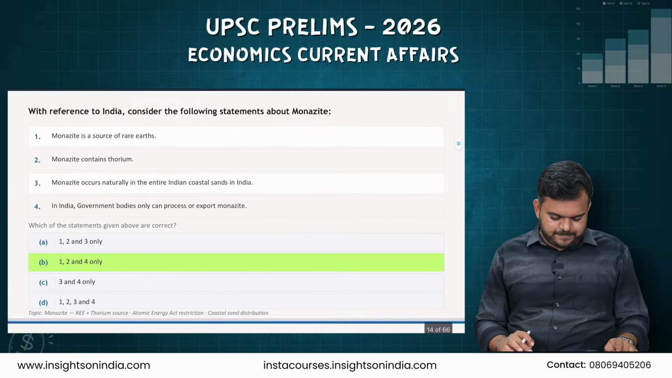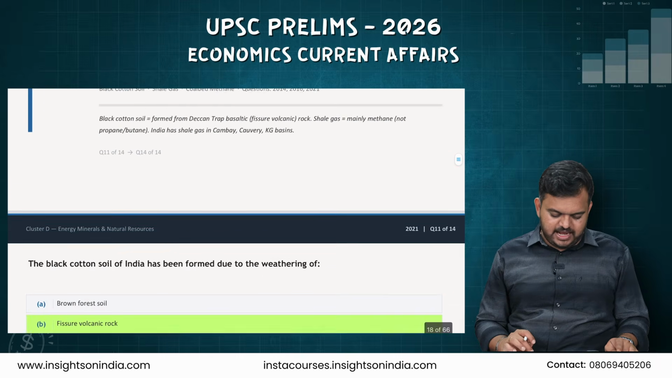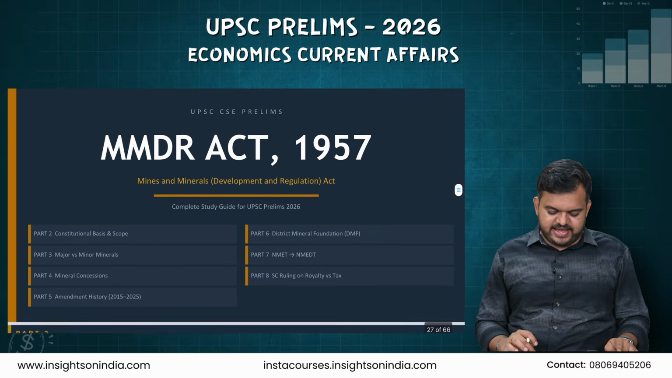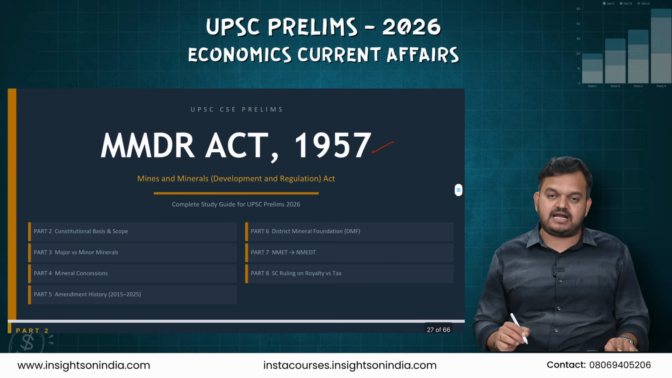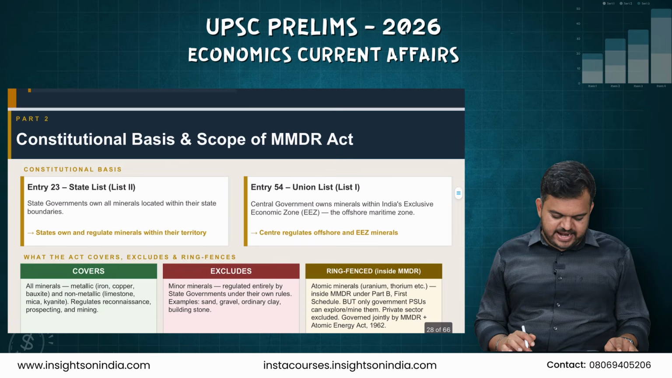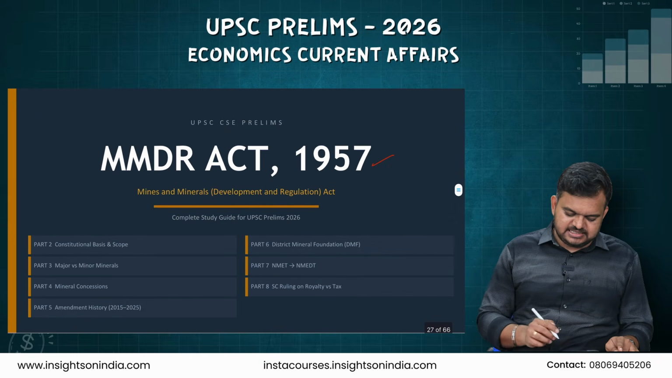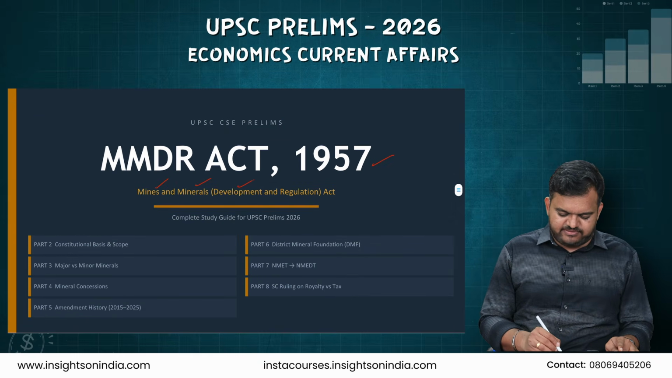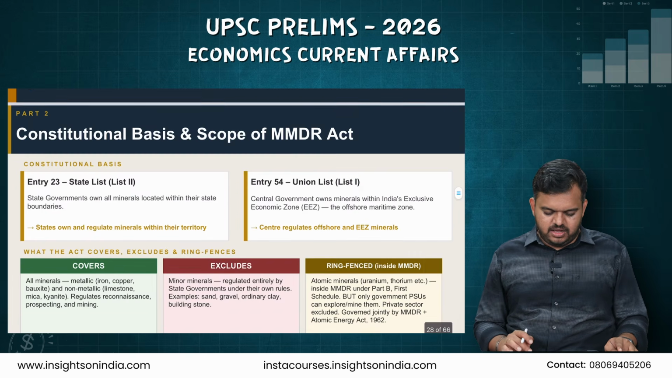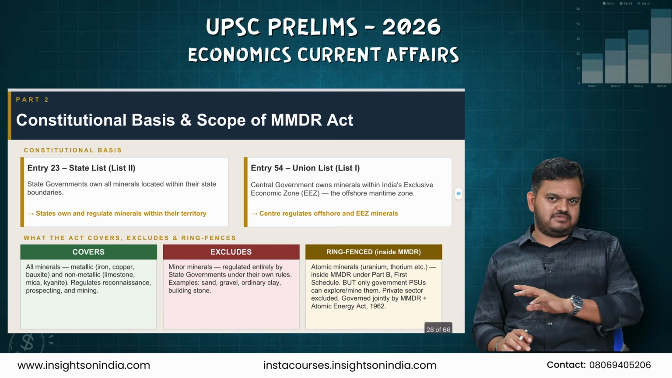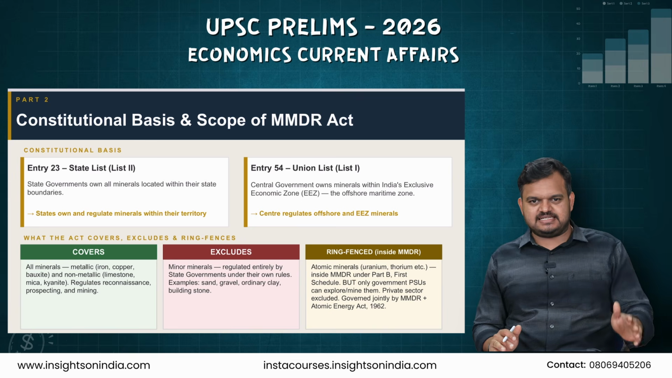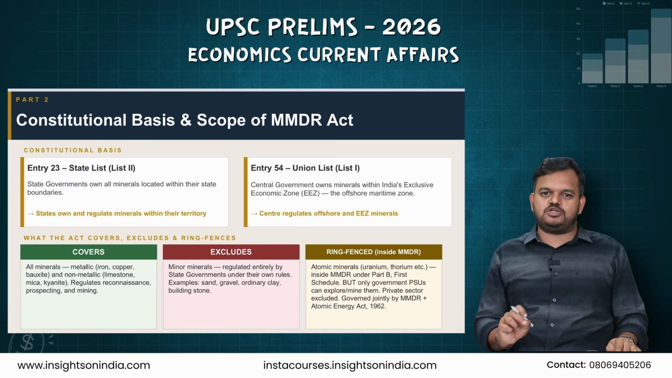So let us jump to the main part of the discussion, that is current affairs topics. So MMDR Act 1957. It's a very important act when you talk about minerals and mining in India, right? What is MMDR Act? It is Mines and Minerals Development and Regulation Act of 1957, right? So I will not explain in depth, or I will not take much time to explain the basics. I'll just touch upon the important points you must know about the act.